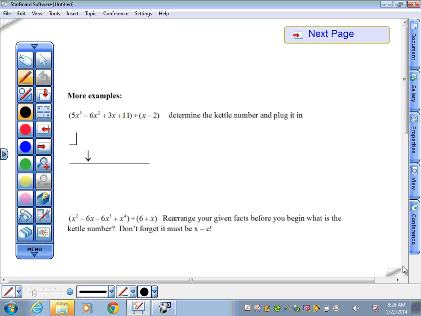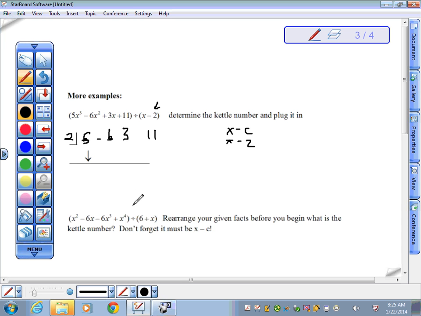And we'll do 3 of them here. But let's first talk about what goes in the kettle. X minus 2. It had to be in the form of x minus c. I have it in the form of x minus 2. So 2 is the number that goes in the kettle. That came from right here. I line up my coefficients. I need a 5. I need a negative 6. I need a 3, and I need an 11.